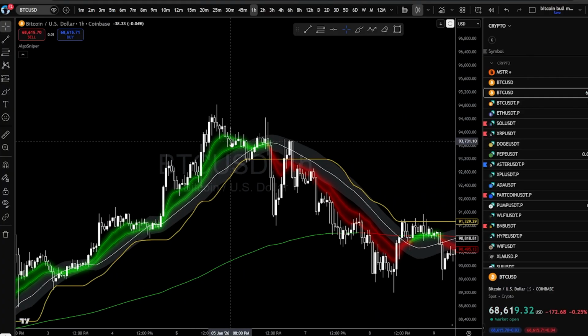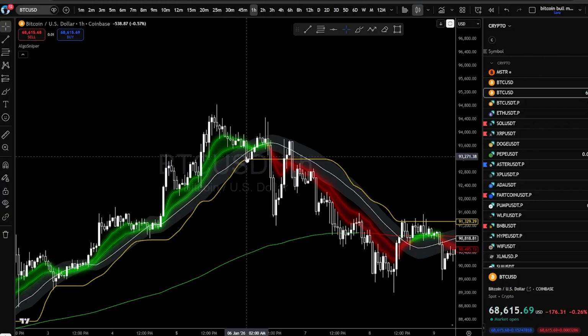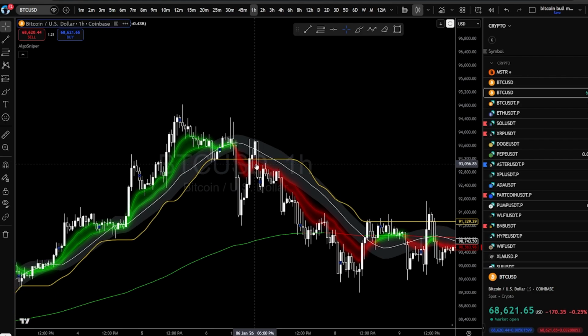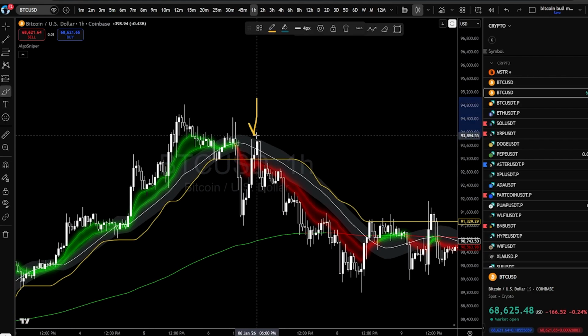You catch this nice move with the indicators, but you start to close under the sniper cloud. You start to close under all of the indicators here. That's a good time to exit and to sell.